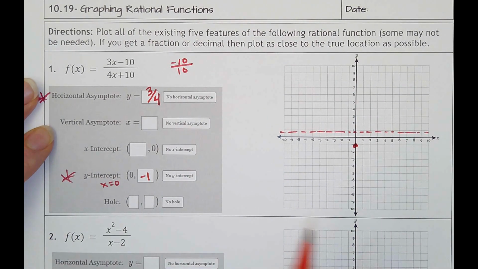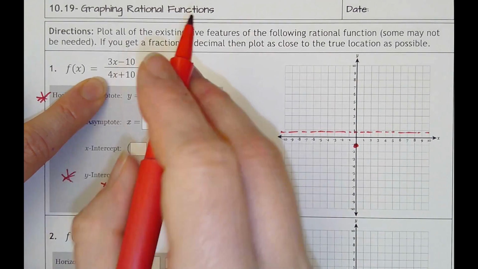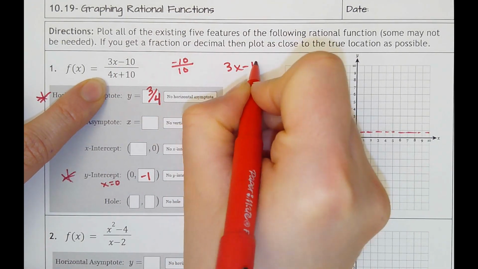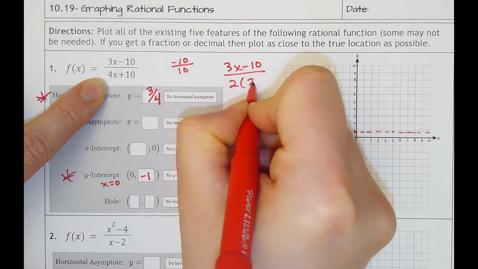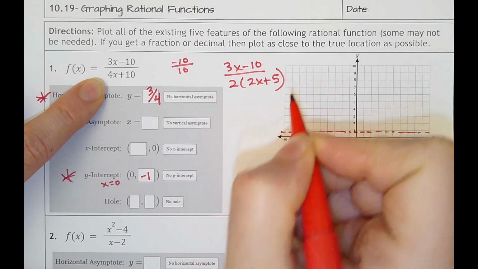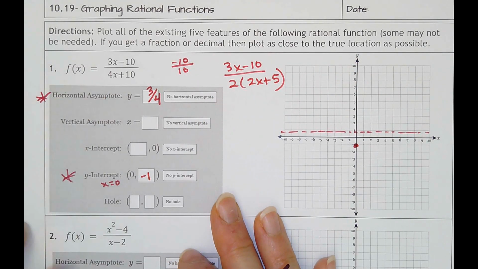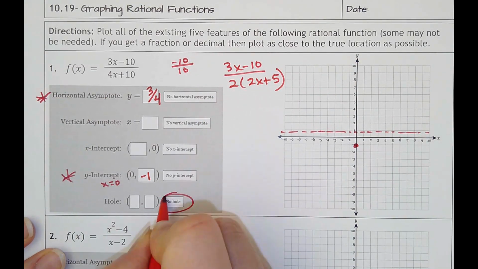Okay, and then I do see that I can factor the bottom. Take out a 2, that would be a 2x plus 5. But factoring doesn't do me any good, nothing cancels. So that tells me right now there's no holes.